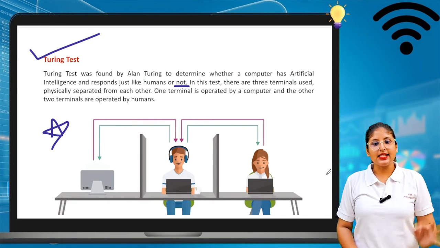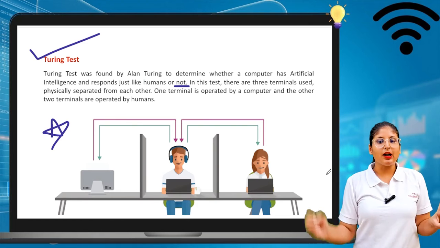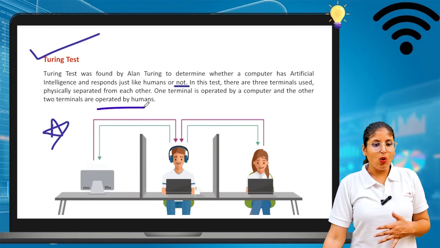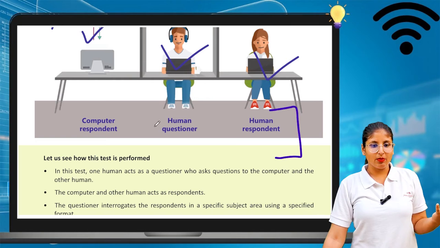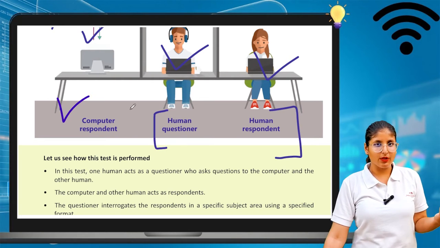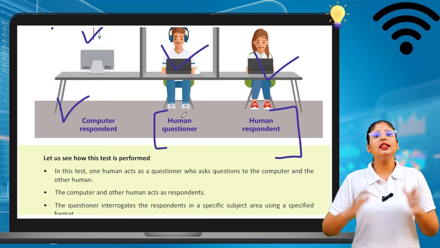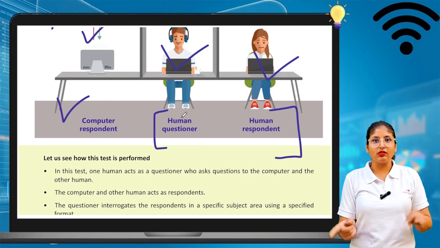In this test, there are three terminals used, physically separate from each other. One terminal is operated by a computer and the other two terminals are operated by humans. So one is operated by the machine and the other two by humans. They want to check the responses of the computer and the humans, whether there is the same response or a different response between the two.